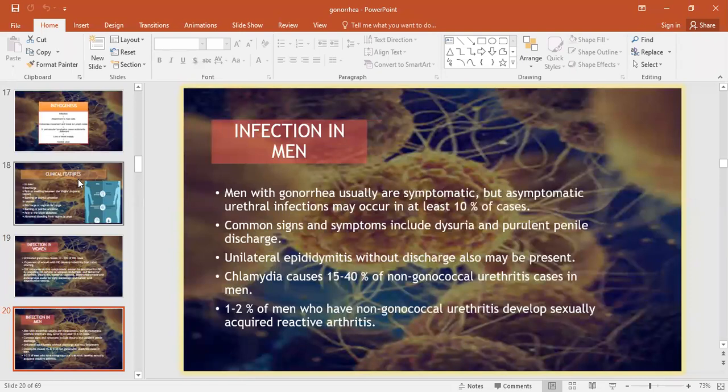Usually males are symptomatic, but asymptomatic urethral infections may occur in at least 10% of cases. Urinary symptoms, and later epididymitis without any discharge, may also be present. Chlamydia accounts for 15 to 40% of non-gonococcal urethritis cases in men. 1 to 2% of men who have non-gonococcal urethritis develop sexually acquired reactive arthritis.